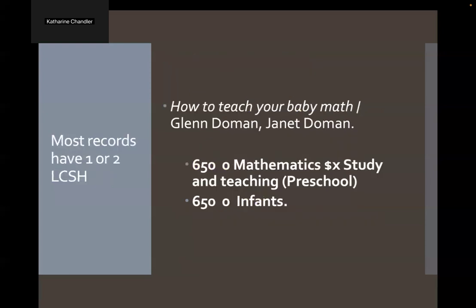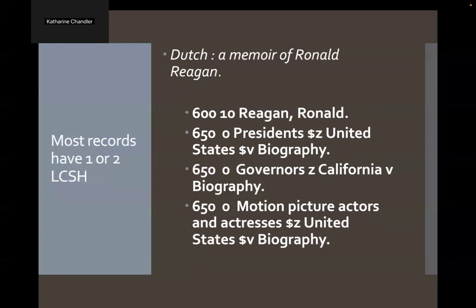So like here's how to teach your baby math. So you have mathematics, study and teaching, preschool, and also you have infants. So this is the biography of Reagan. So in this case, you have a 600, that's for individuals, or a 610 would be about a corporation or an organization of some kind. And then you have 650, Presidents, United States, biography. And then you have a 650 about governors, California, biography, and then motion picture actors and actresses.